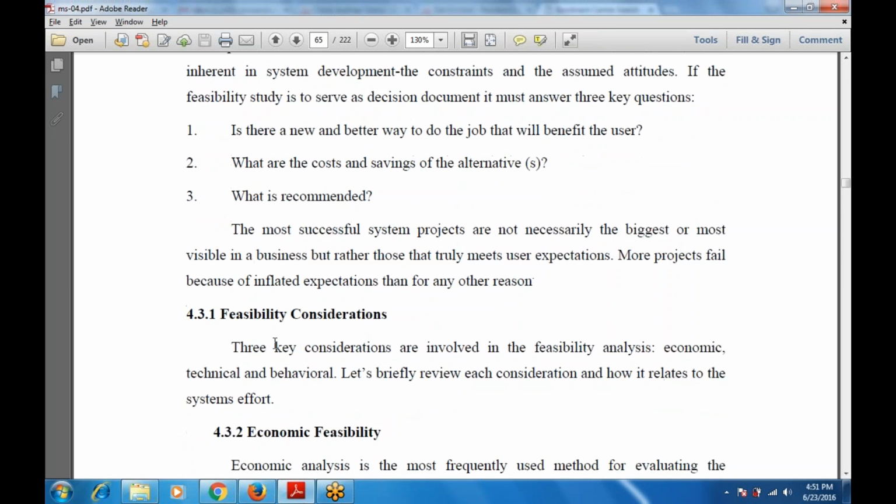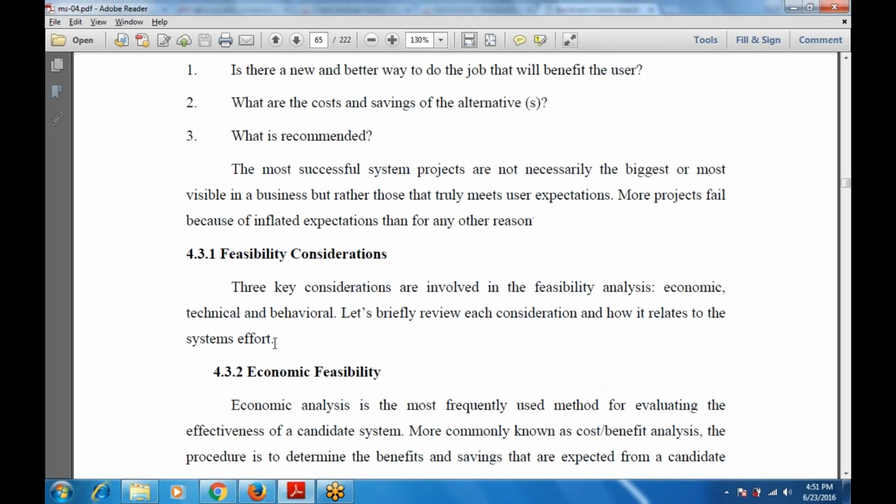Now, what are the various considerations that are followed? What are the various types of feasibility study? There are three key considerations involved in feasibility analysis: economic, behavioral, and technical. One is economic feasibility, one is technical feasibility, and one is behavioral feasibility. So let's talk about them one by one.